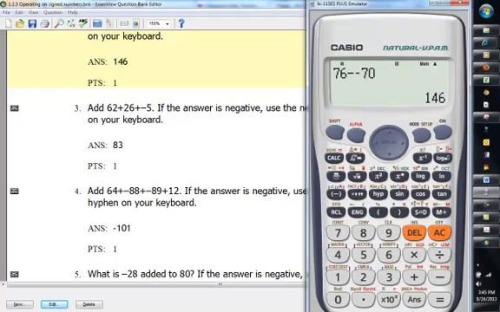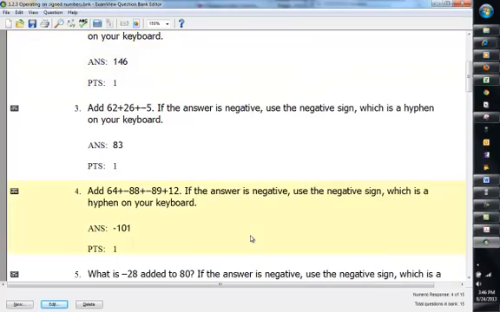Next one, 62 plus 26 plus -5 is positive 83. 64 plus -88 plus -89 plus 12 is -101, which makes sense because you've got one positive number that isn't quite as big as the 2 negative numbers you're going to add to it, and then there's 12 at the end. So you're going to be in the hole.